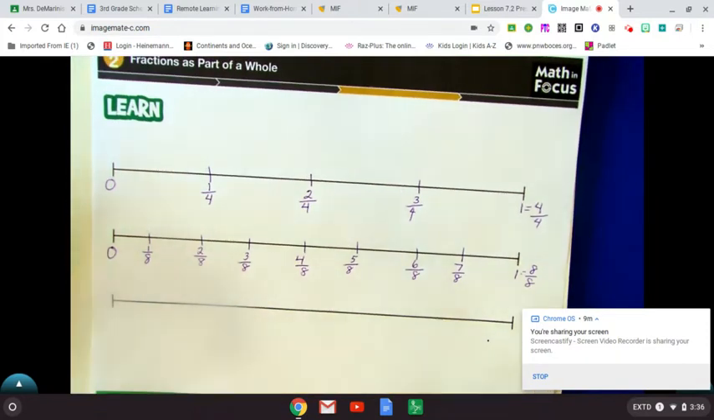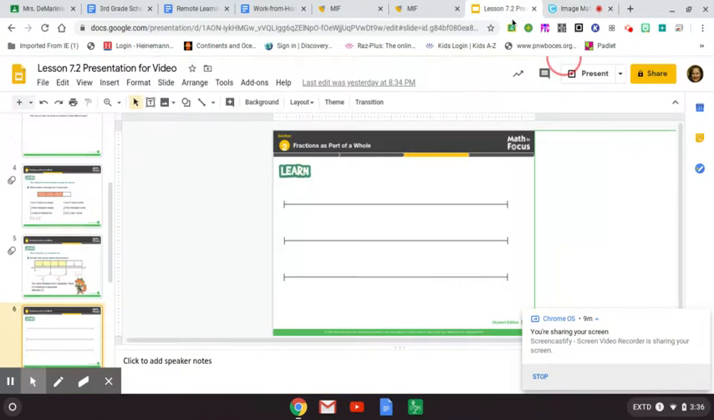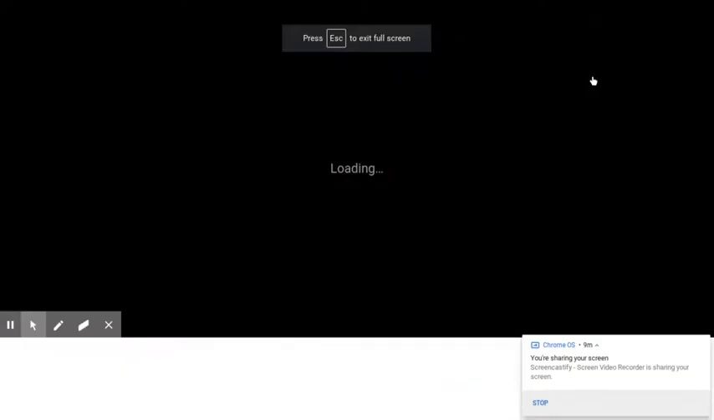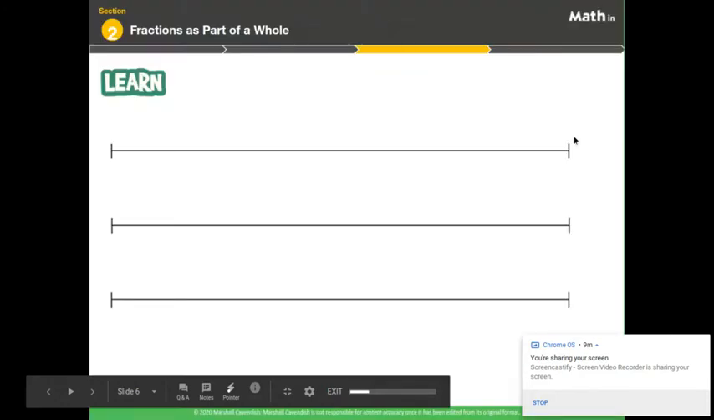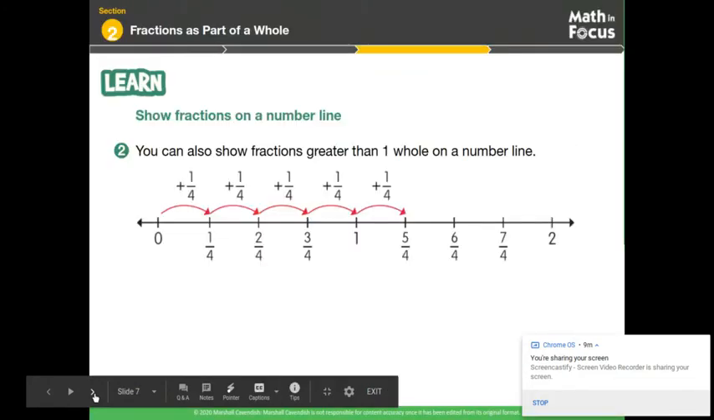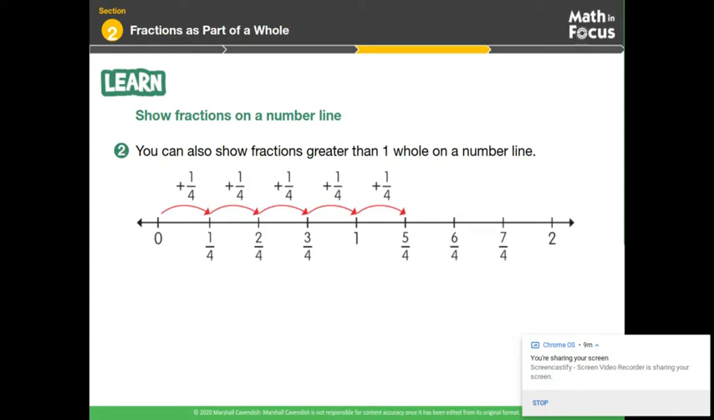Let's go back now to our presentation and talk about how you can also show fractions greater or bigger than 1 whole on a number line.